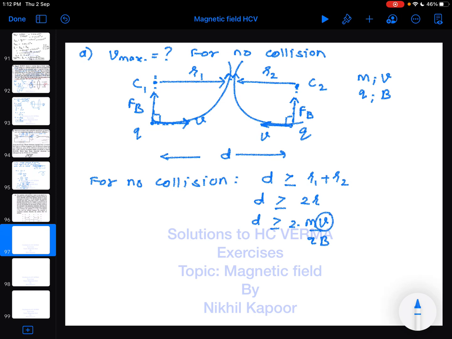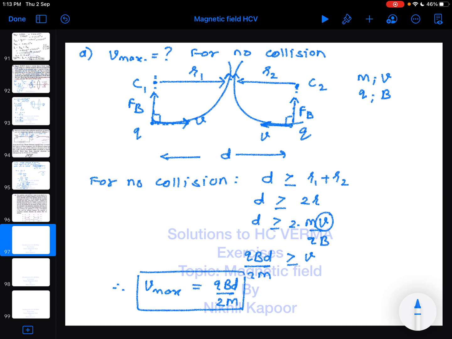So the condition is that v is less than or equal to qBd upon 2m. So v has to be less than qBd by 2m for no collision. Therefore, the value of v should vary from 0 to this value. So this is the maximum value for which the particles will not collide.